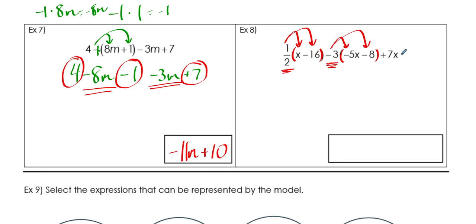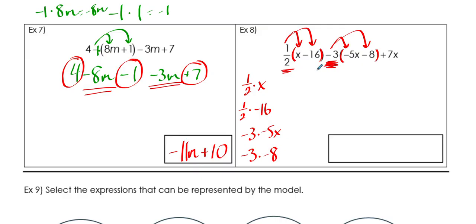And we're going to leave the 7x alone. That's not getting multiplied by anything. It's just going to get combined with like terms in the next step. So I'm going to do 1/2 times x, 1/2 times negative 16, negative 3 times negative 5x, and negative 3 times negative 8.